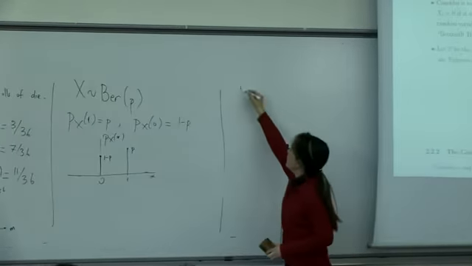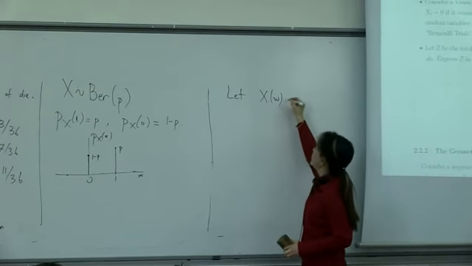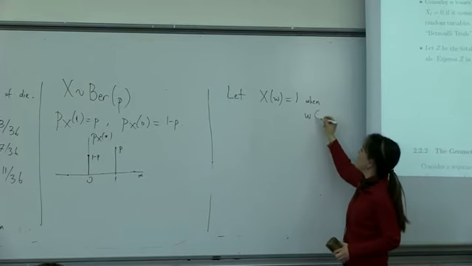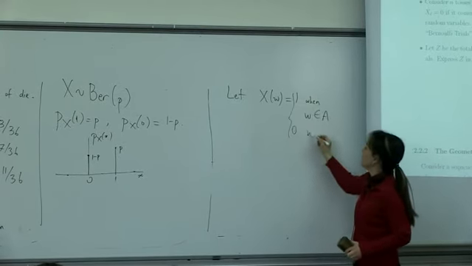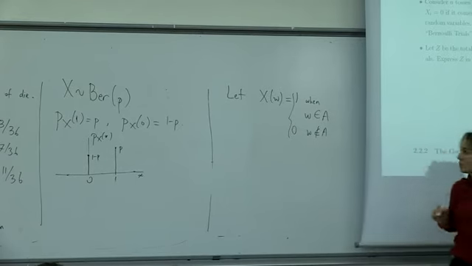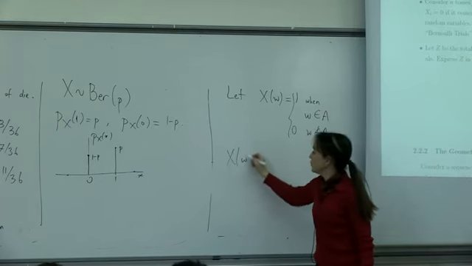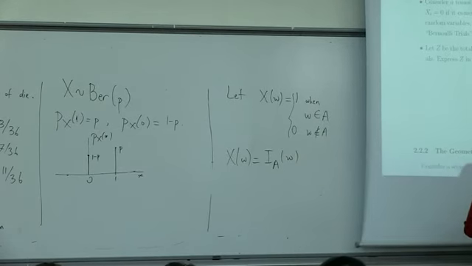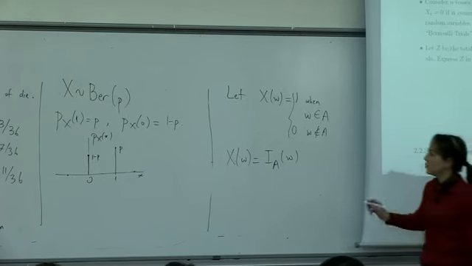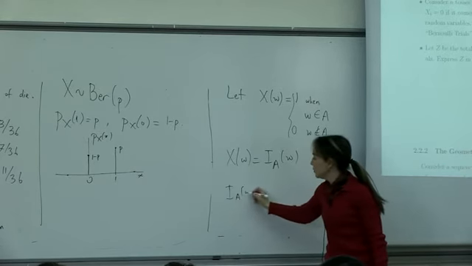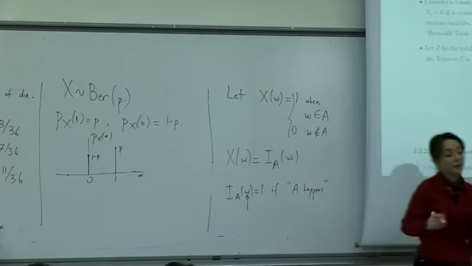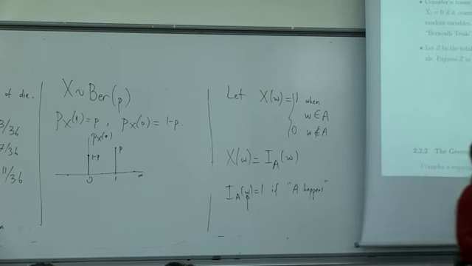So let X of ω be 1 when ω is in A and 0 if ω is not in A. Okay? We say X of ω is the indicator function of the event A. So I_A of ω is 1 if A happens, meaning the outcome ω is in A.